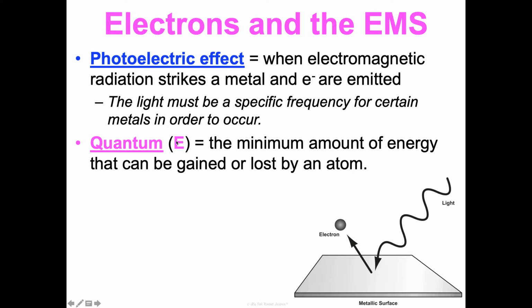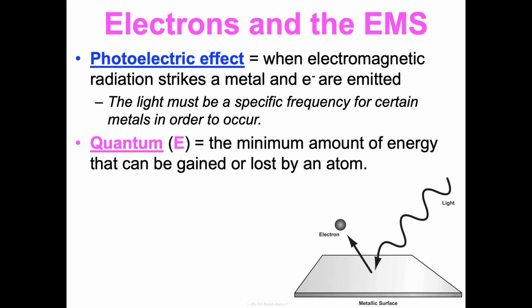So a quantum is represented by a capital E. It's the minimum amount of energy that can be gained or lost by an atom. Okay, and so Einstein expanded on what Planck said with this idea of quanta, and he kind of put it all together. He said all electromagnetic radiation has a dual wave and particle nature.